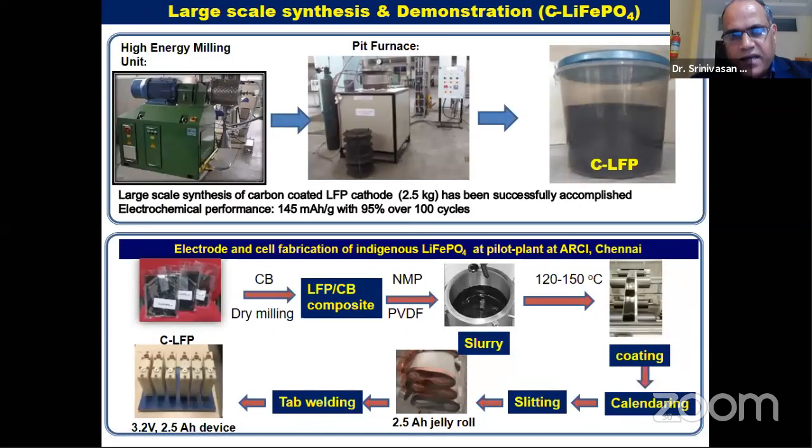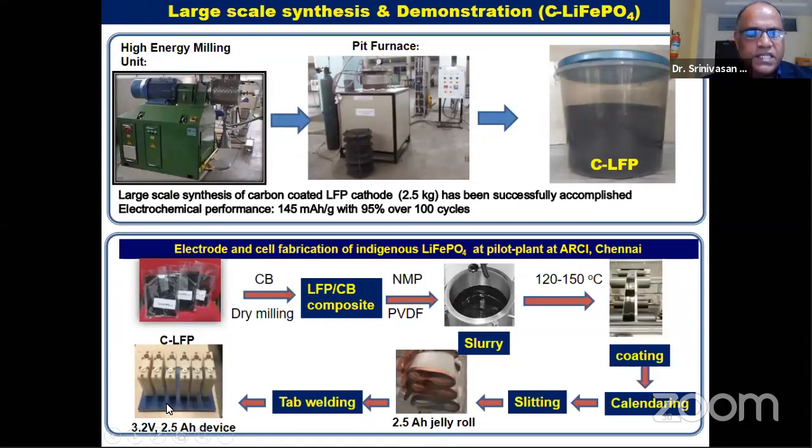So we have developed the material where the performance is on par with the commercial material. Then we did the upscaling. How did we do that? We optimized the experimental parameters to produce 2.5 kg per batch with the same performance at large scale. Then we used this material for lithium-ion battery fabrication using our indigenous battery facility, and this is the battery we fabricated with our material.